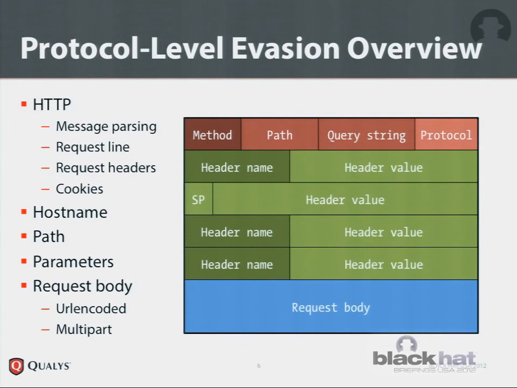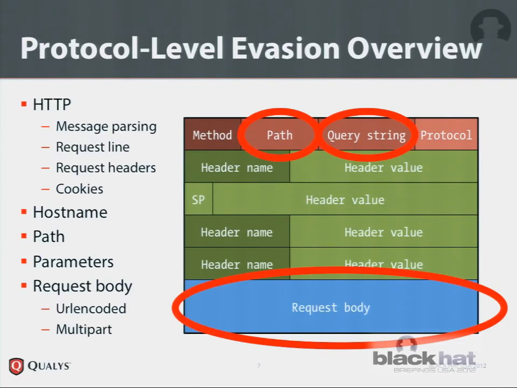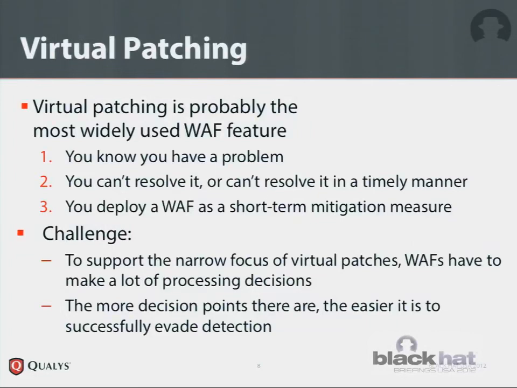Here's a rough overview of the whole field of protocol level evasion. This is a representation of an HTTP transaction. As you can see, there's quite a number of fields there that you can use and try to play with. In my talk, although I've done research on most of these, because we have limited time, I'm focusing on the most interesting bits, which is the path, the query string, and the request body evasion. All these other aspects of evasion will follow up later.